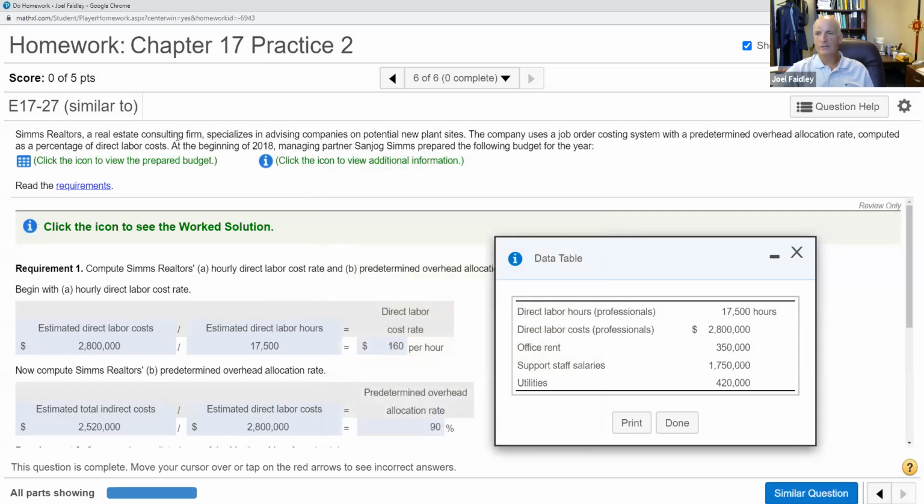Of course, this is a consulting firm. If this was manufacturing, you would be ignoring all that stuff that's not related to your manufacturing. But the fact this is a real estate consulting firm, all of that is in play. So we want to add up all of the office rent, support staff, and utilities to get our 2,520,000. And for our estimated direct labor costs is what they're basing it on. Percentage of direct labor costs up there at the top. Then that says we're going to allocate 90% or 0.9 for direct labor costs.